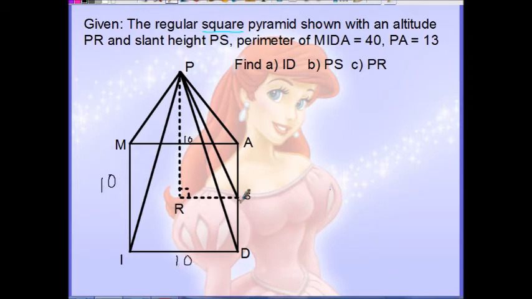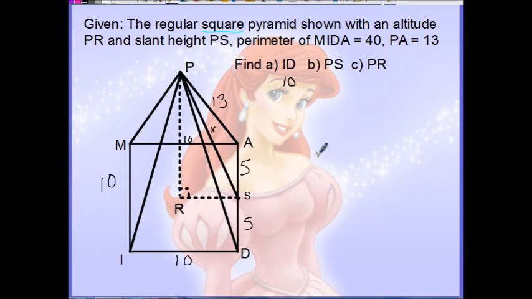Now, we see S here. Where the slant height hits is going to be in the middle, so it's going to split this side up into 5 and 5. They also told us that PA is 13. First thing they want us to do is find ID, which we did by looking at the perimeter. ID is 10. Next thing they want to know is what PS is. So I'm going to put an X right here.